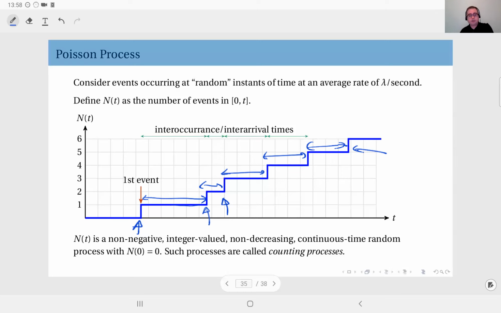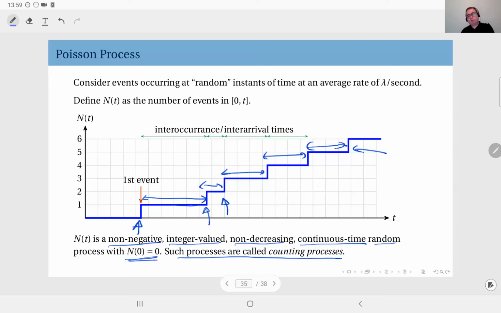If you look at the properties of the random process N(t), it's first of all non-negative, obviously, because you are counting. So the count cannot be negative. It's integer valued, again for the same reason. It's non-decreasing, right? Because you are counting upwards. And it's continuous time. Okay, you are observing the entire timeline. It's a continuous time random process, and it starts from 0. At time equals 0, you start from 0. So such processes we call counting processes in general.